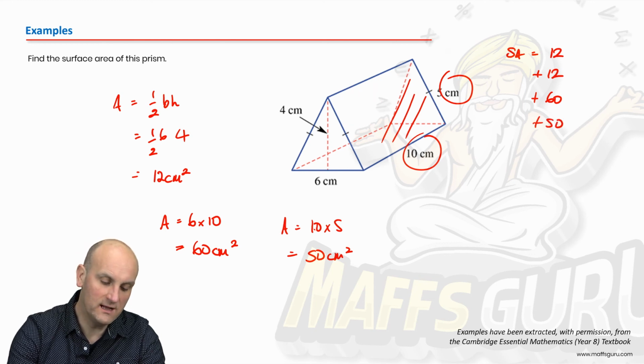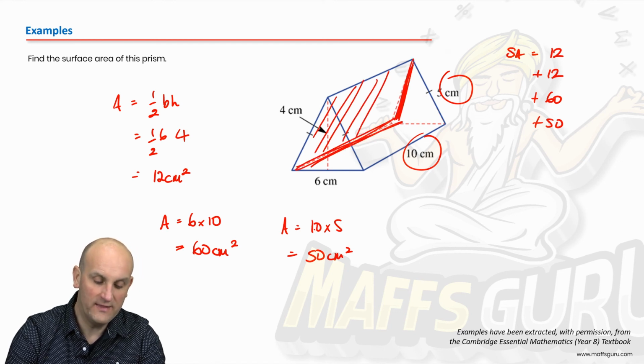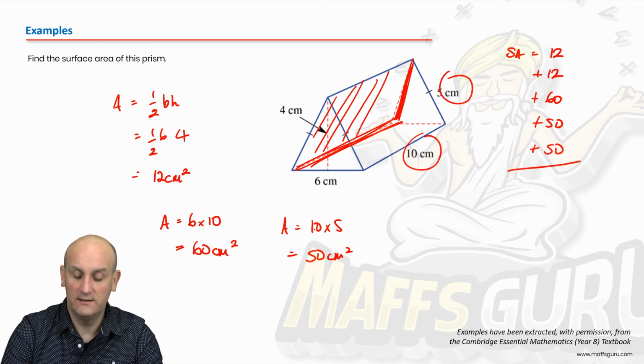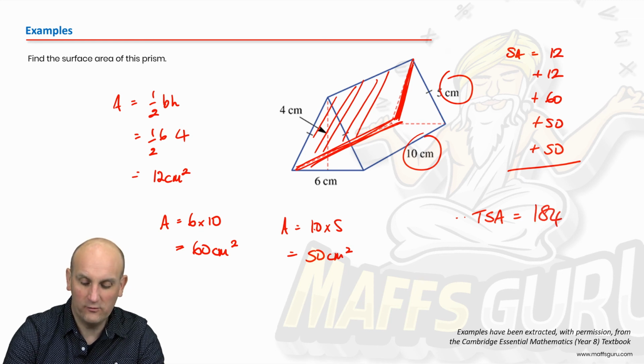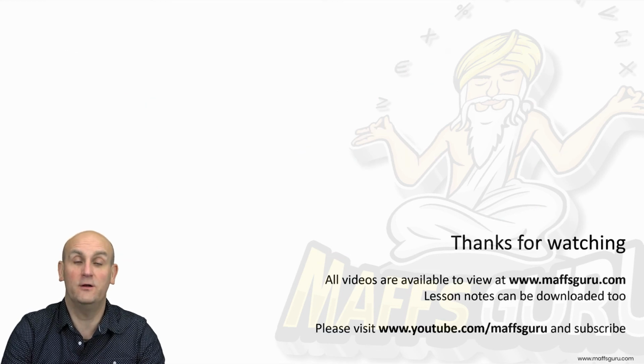And then what about this other slanted side? Well, the good news is that we know that this length here is also 5, and that length there is 10. So I'm just going to add on another 50. Do my calculations, and I'm going to say, therefore, total surface area is equal to 184 centimeters squared. Let's just check that. Yep, 184 centimeters squared. And believe it or not, that is the end.